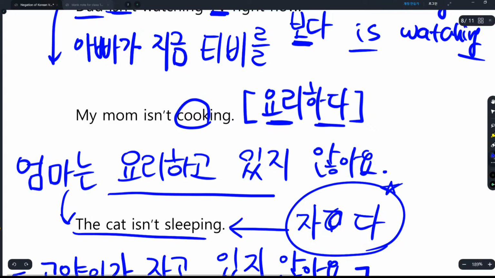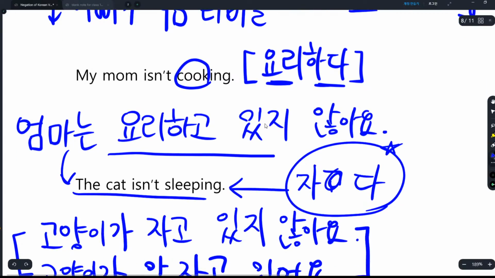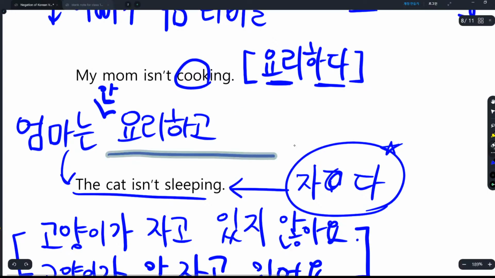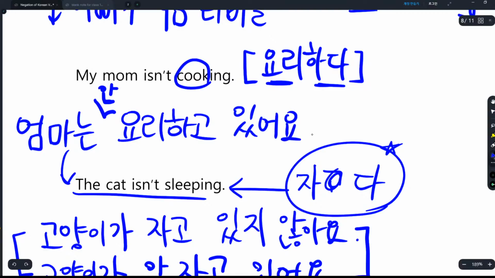But if you want to put 안 in the stem part and negate it there instead of negating at the last part, you can. It's not 안 요리하고 있어요, right? It's not 안 요리하고 있어요. It should be, that's right guys, that's right.